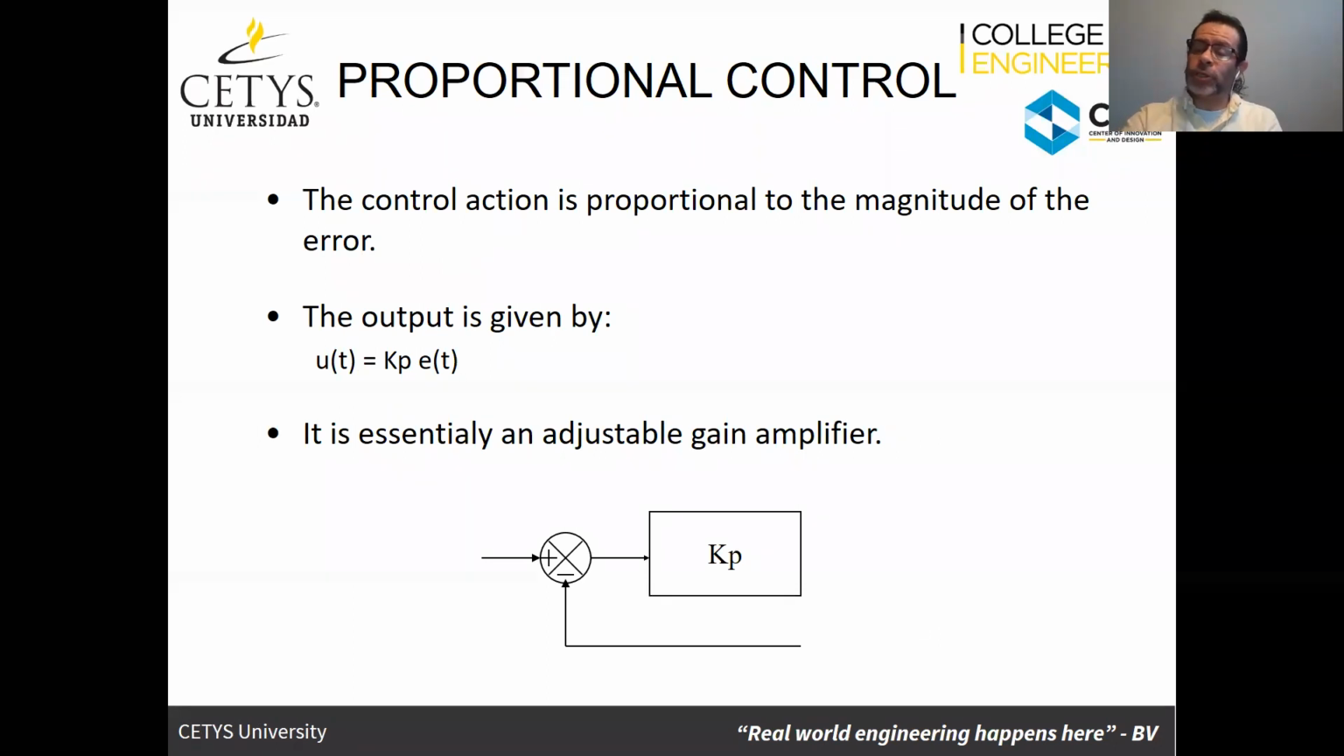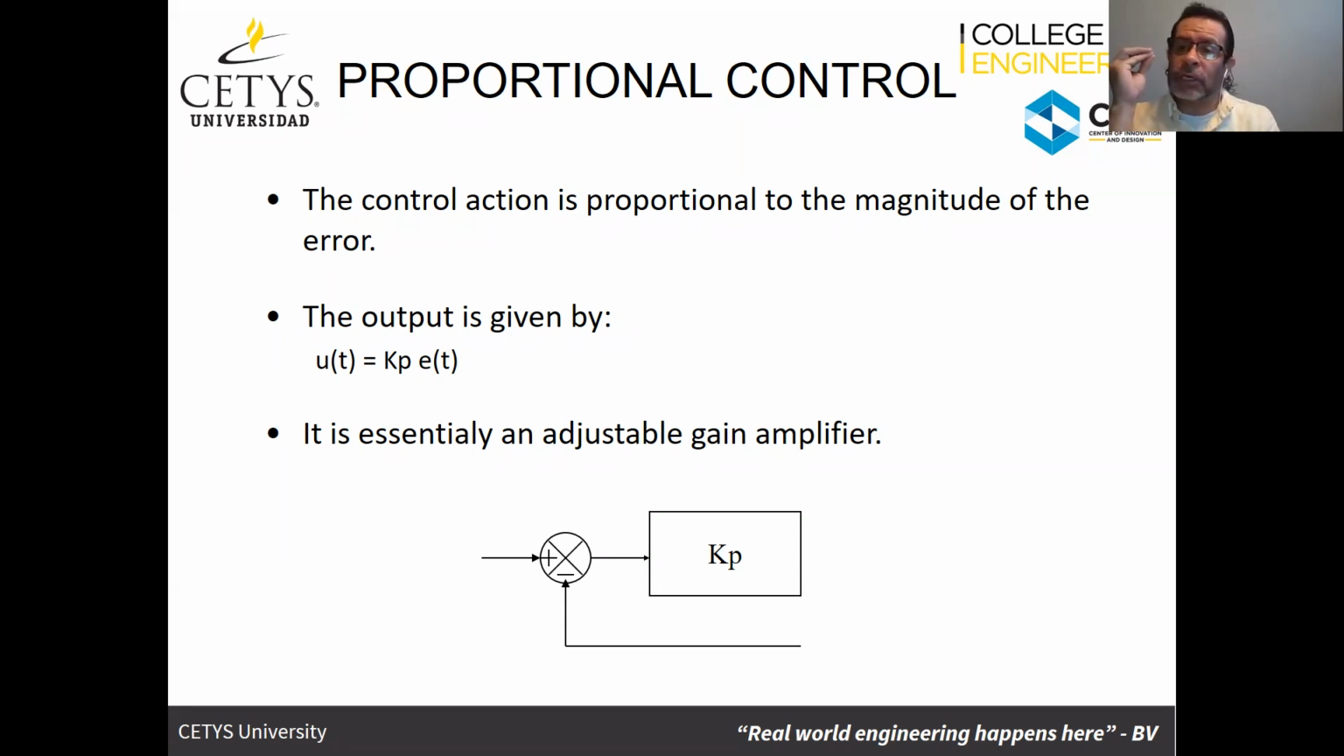Now we've got the proportional control, which is the one we've been talking about. And so the proportional control is simply that the control action is going to be proportional to the error. So if I have a lot of error, I'm going to multiply that by the gain, and the result is going to be large. If I have a small error, I'm going to multiply by that, and it's going to be small. And so the output or the control action is going to be proportional to the error. And that's why it's called a proportional controller.